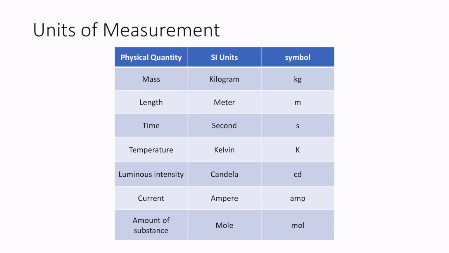In this video, we are going to talk about units of measurement. We have a lot of physical quantities that we obtain through measurement. We have mass, length, time, temperature, luminous intensity, current, and the amount of substance. Here we have the SI unit of that substance and the symbol for that quantity.